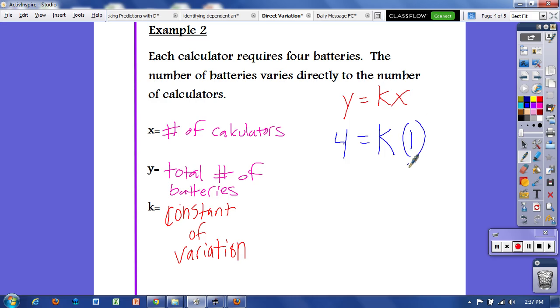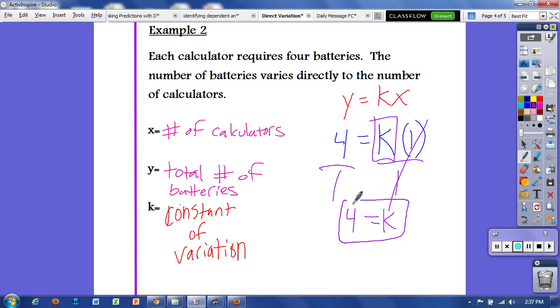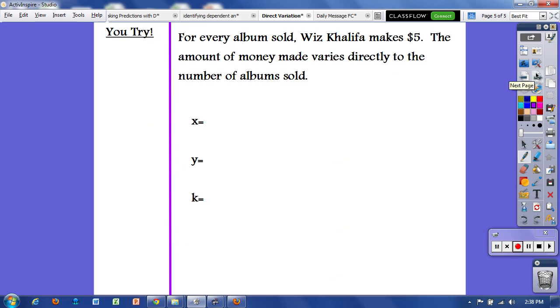If y is the total number of batteries, in this problem it's 4 batteries equals k, which I'm going to solve for, and x represents the number of calculators. It's 4 batteries per 1 calculator. Okay, and then from here, I would want to isolate my k, get it all alone, so I need to divide by 1 so that they cancel out. Those cancel out, leaving you with k equals 4 divided by 1, which is 4. So if k equals 4, I'm going to put that back into my original direct variation equation. So it'll be y equals 4x. And that's all you do. I have one you try, and we will discuss tomorrow.